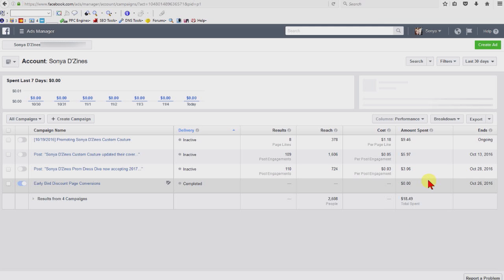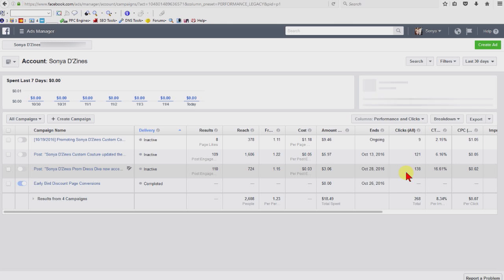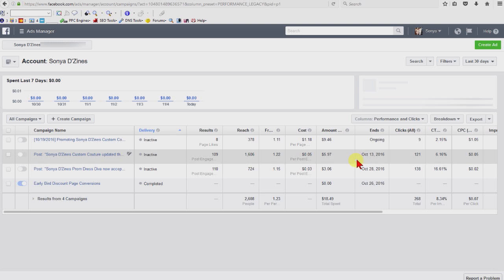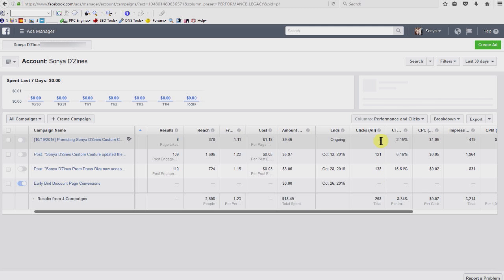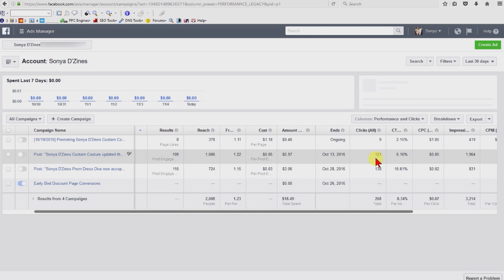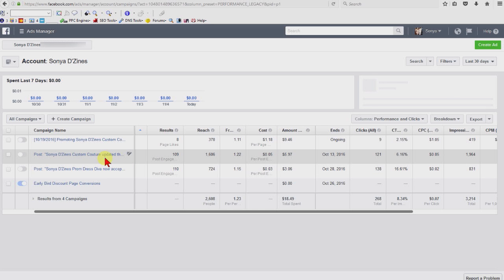Now, another metric that I like to also take a look at are the performance and the clicks, because truthfully, this is where you'll see that a client has literally left money on the table, right? So as we look at the clicks in all for these different ads that she ran, although they're registering 8, there were 9 clicks in all. And then there were 121 here and 138 here of different engagements with the ads that she had boosted from those posts. And so altogether, there were right around 268 clicks in all.